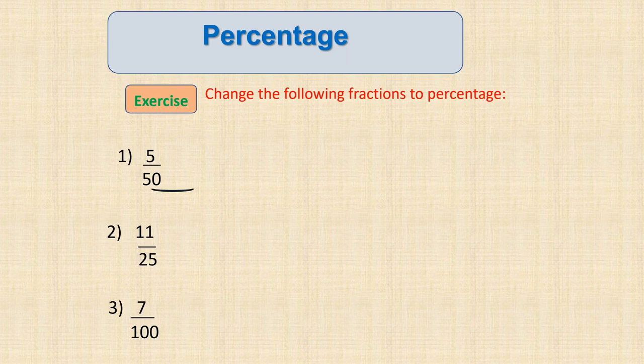So you have 5 over 50. You want to make the denominator 100, so you multiply that by 2, which gives you 100. Do the same to the numerator, so 5 times 2 is 10. So you have 10 over 100, and that is your 10%.